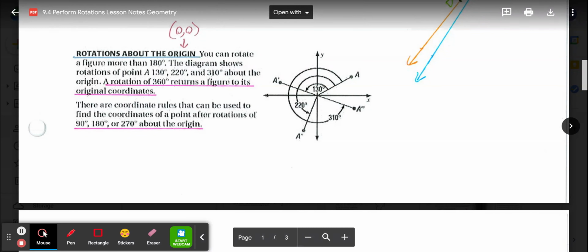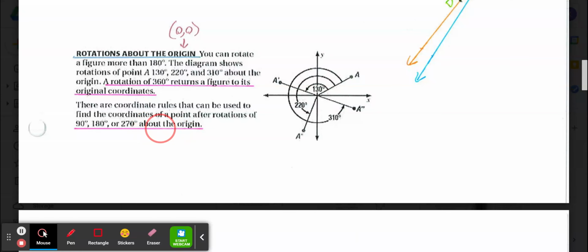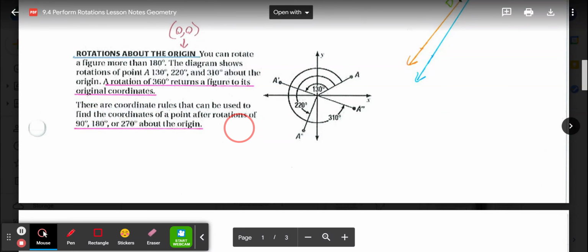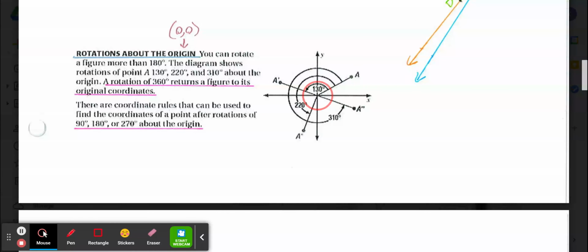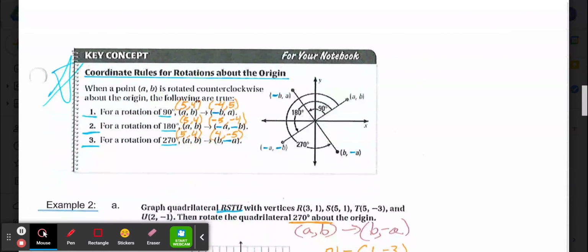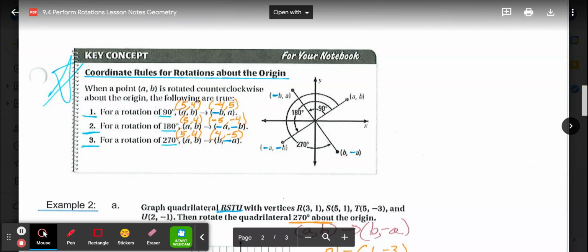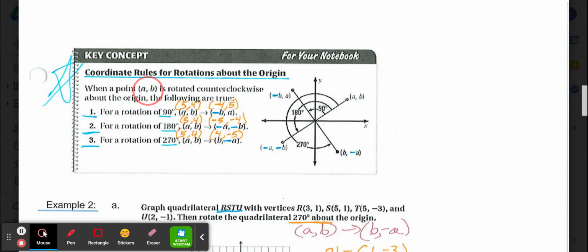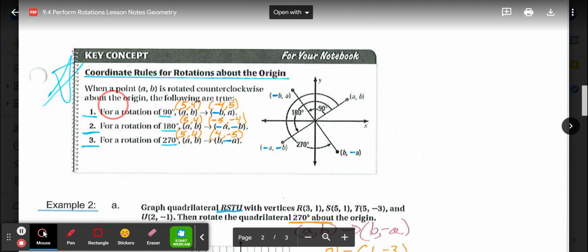Now, the reason that we're covering this is we actually have special rules to find the coordinates after rotating a point 90 degrees, 180 degrees, or 270 degrees about the origin, or around the origin. So these special rules only work if we're rotating around the point 0, 0. So let's look at those special rules. So our coordinate rules for rotating about the origin.